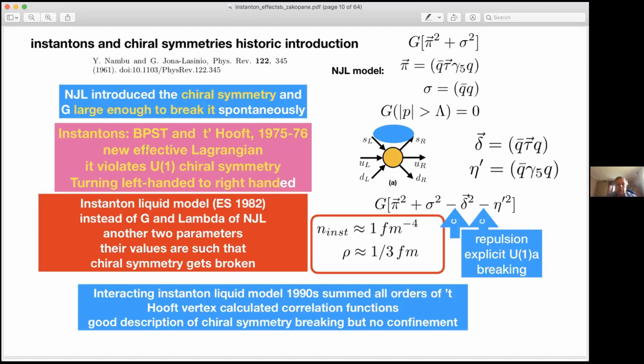Now, jumping 10 years to the mid-70s, there is the discovery of instantons by Belavin, Polyakov, Schwartz, and Tyupkin, and then 't Hooft quickly figured out that instantons have fermion zero modes, and these fermion zero modes in the determinant actually make the instanton into a 2N_f fermion operator. So if you have three light quarks, as we have in the real world, this is a six-fermion operator like this. And what is important is that it can be written in this form, where the first half is the same as Nambu-Jona-Lasinio. It's a square of this plus a square of that. But then there are two more squares, two more combinations.